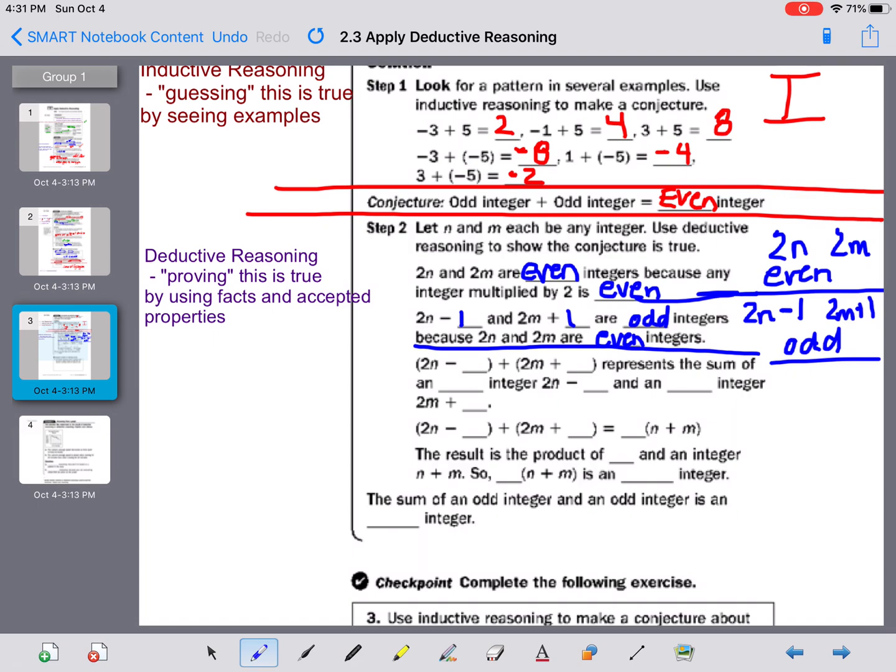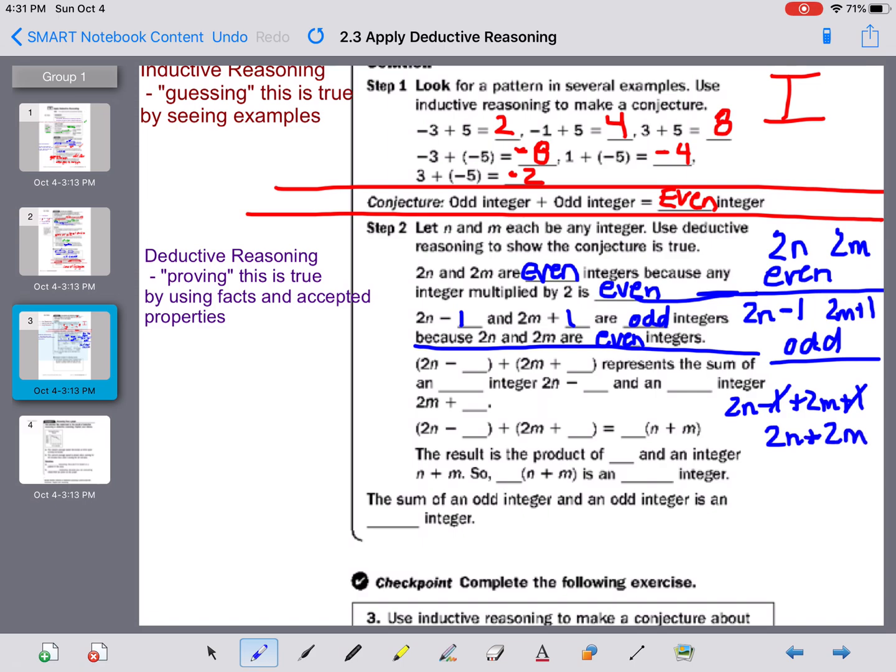Now it says, let's go ahead and add those two together. I'm going to be honest, what they start writing here looks kind of messy. So let's just add 2n minus 1 plus 2m plus 1. Well, my 1's cancel, and I get 2n plus 2m. That's what I'm left with. I really can't join them.